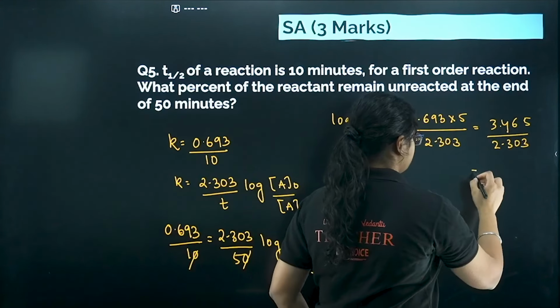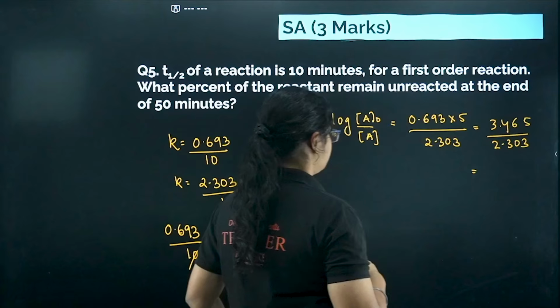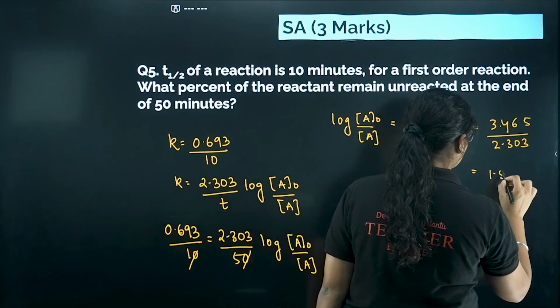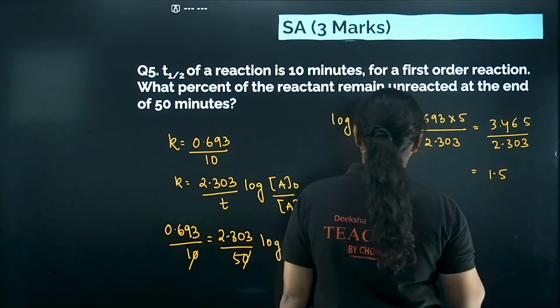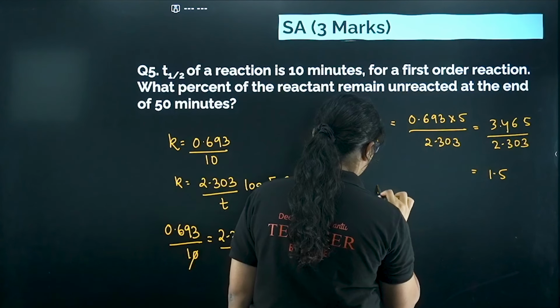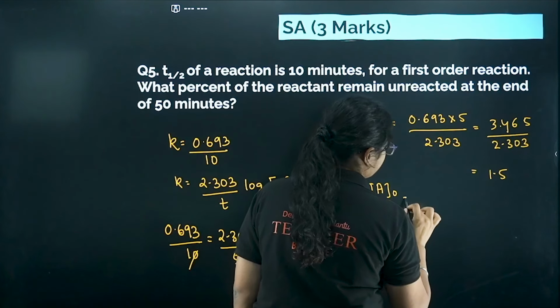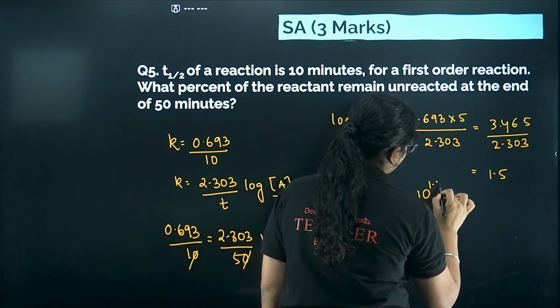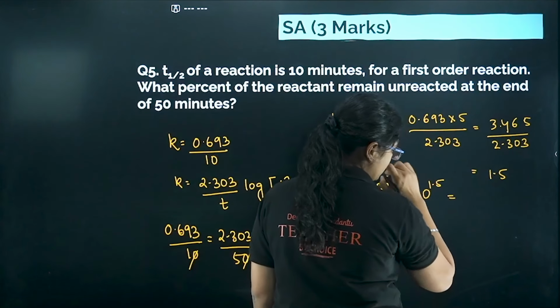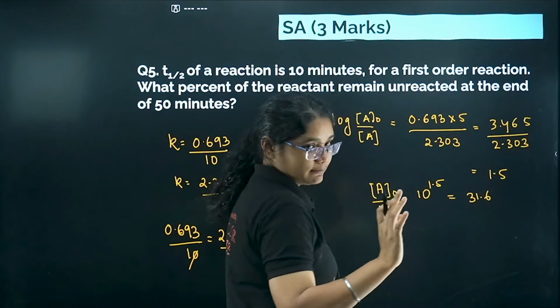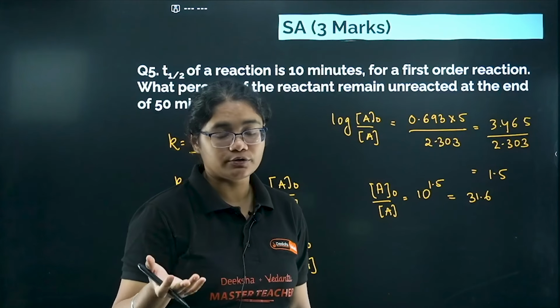So let us divide this. You can use calculator easily here. Now if you solve this, you will get a value of 1.5. Okay, now I can say that A naught by A will be equal to how much? It will be equal to 10 to the power of 1.5. If you take antilog of this one, you will get somewhere around 31.6. You can use antilog table. I have made a detailed video on how to use antilog table.